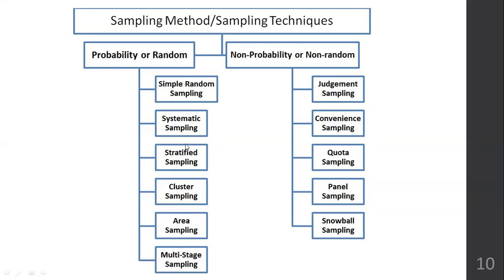Non-probability sampling is, say, 30 students are there in a class, but in my research I require students of a specific gender. Let's say I want to do research only on female students, so male students don't have the chance of getting selected. So that is non-probability sampling.